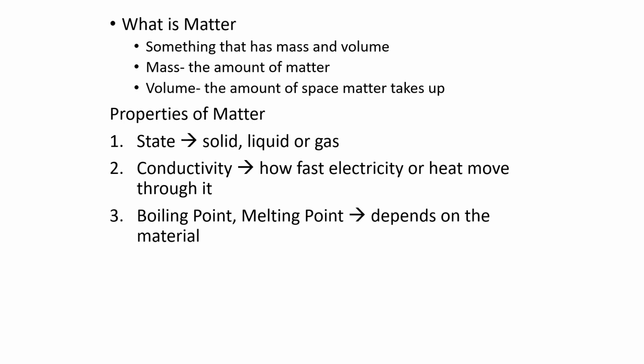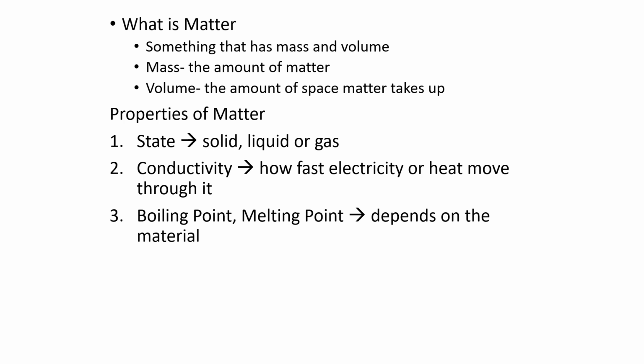And another property of matter is that it'll have a certain amount of conductivity. Conductivity is how fast electricity or heat moves through it. So some things are very conductive, like metals. They conduct electricity and heat very well. And some things aren't very conductive, like plastic or rubber. Electricity and heat doesn't go through it very well.